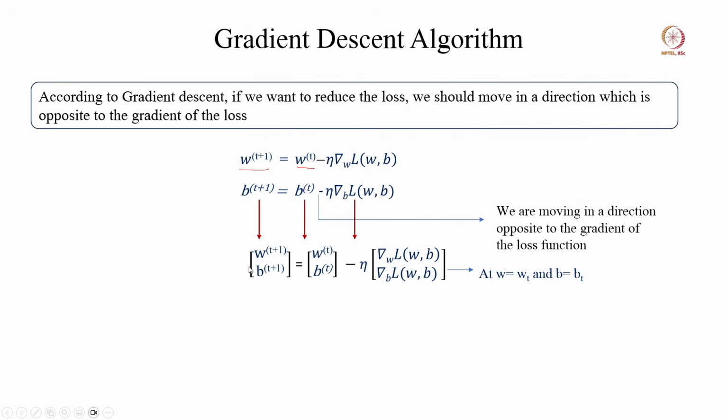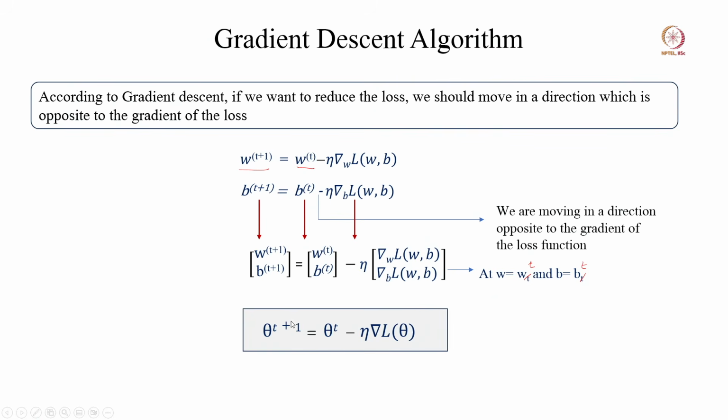Now, if we put these two in a vector, W at time t plus 1 and the bias at time t plus 1 equal the weight at time t and the bias at time t, these are two vectors, minus eta times the gradient with respect to the weights and biases at time Wt and Bt.